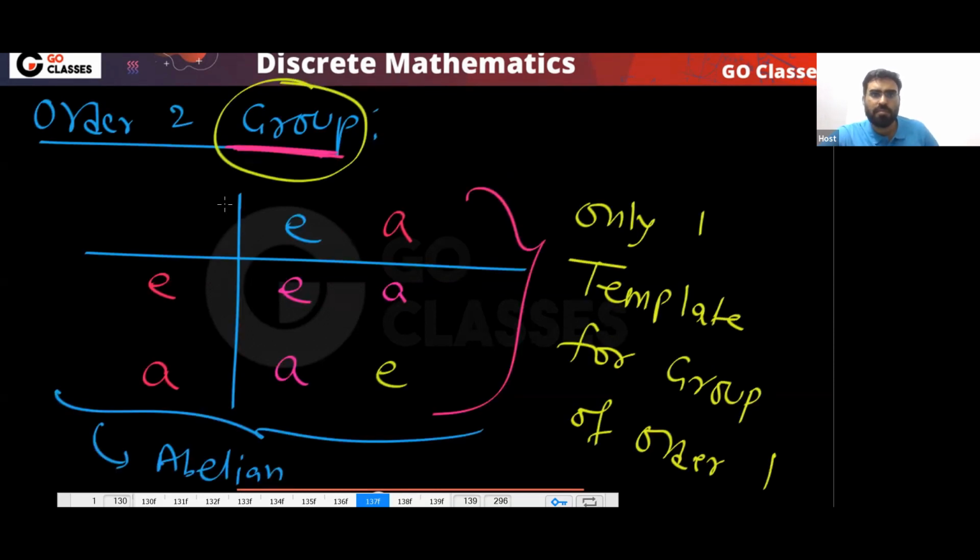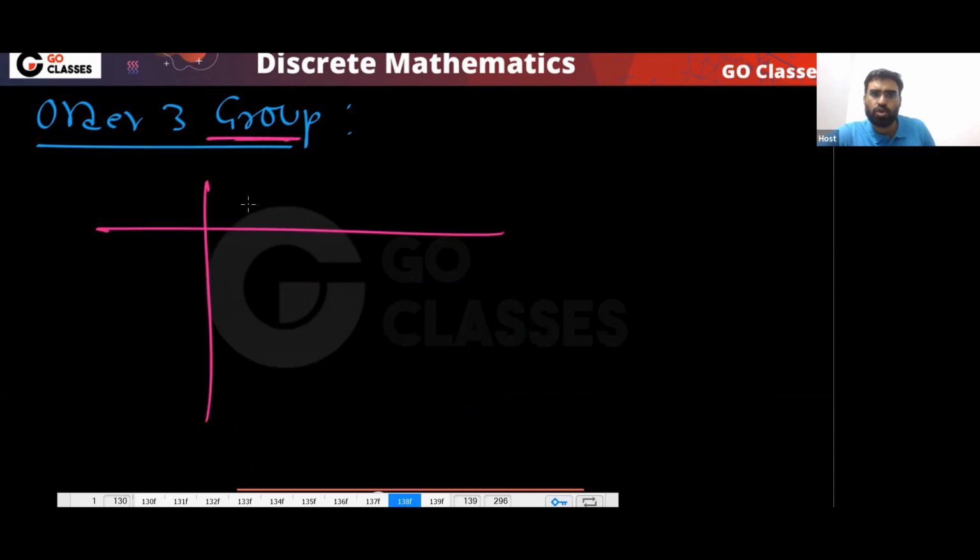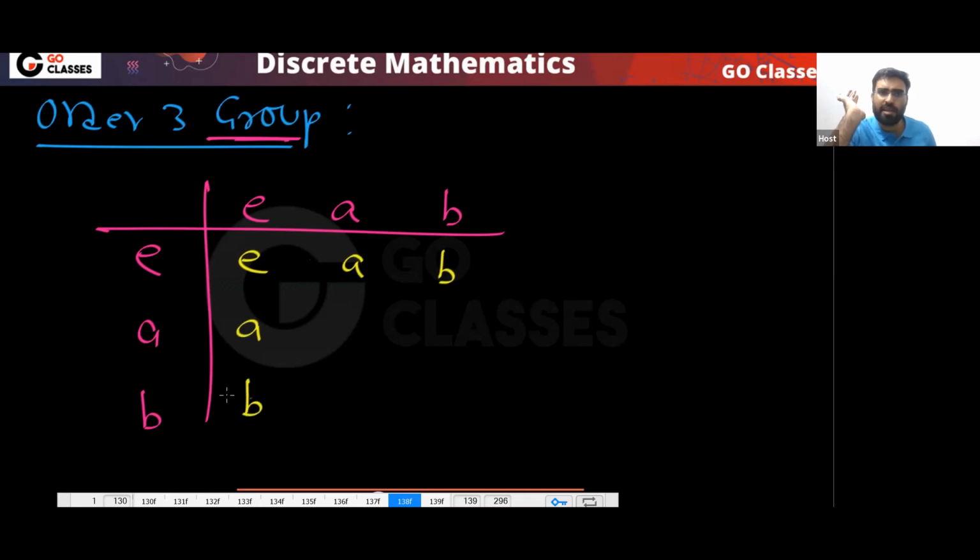Okay. Next, order 3. Order 3 groups. How many order 3 groups you can create? How many templates you can create for order 3? So definitely, because I am talking about a group, you must have identity element. Just try this. Take a copy pen. This is very interesting. Now there is no choice here. This will be like this, because E is the identity element.